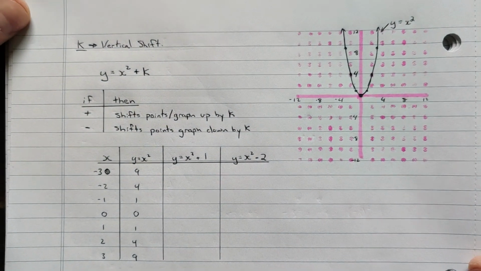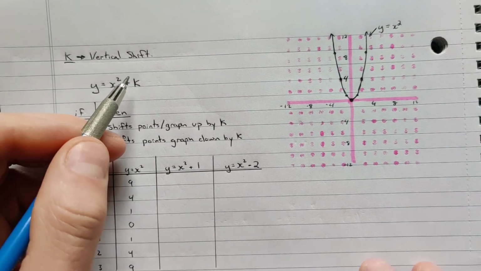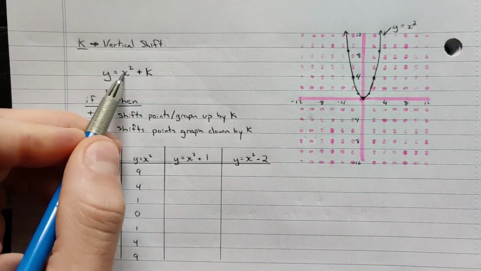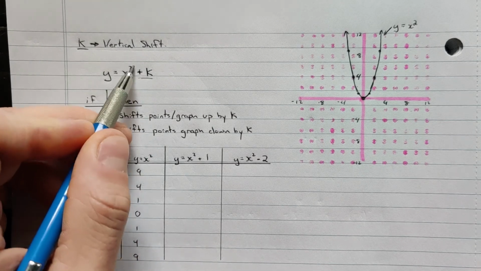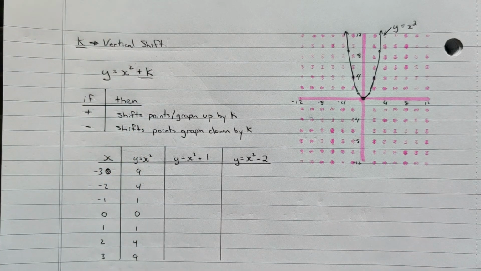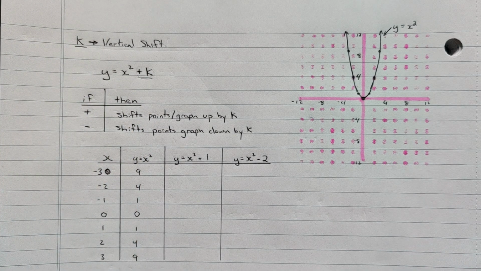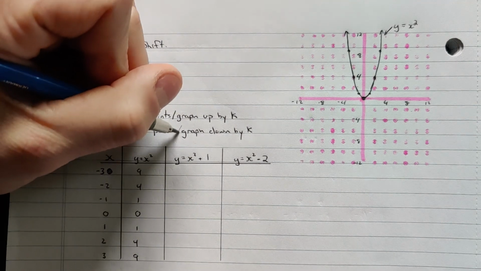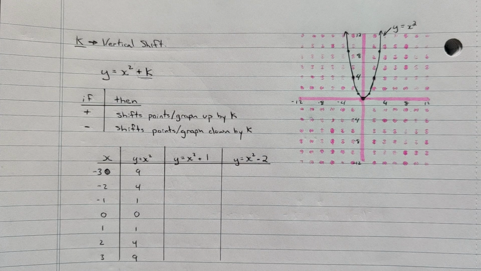our K value denotes a vertical shift. So the K value is added to the x squared. So I have y equals x squared plus K. It's added after the x squared here, so we're adding this value to our equation. And if that value of K is positive, it shifts the points of the graph, or the graph itself, up by K. If it was +3, it would shift the graph up. Each point would be shifted up by 3. If it's a negative, then it shifts those points, or the graph, down by K.